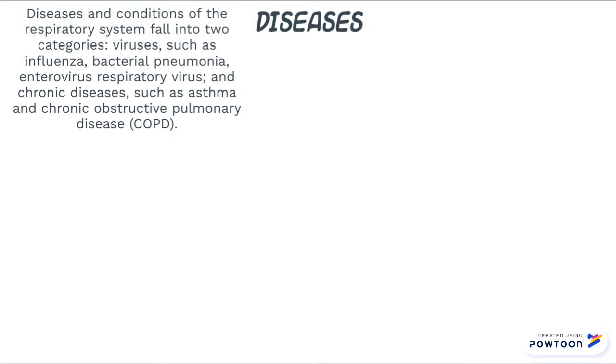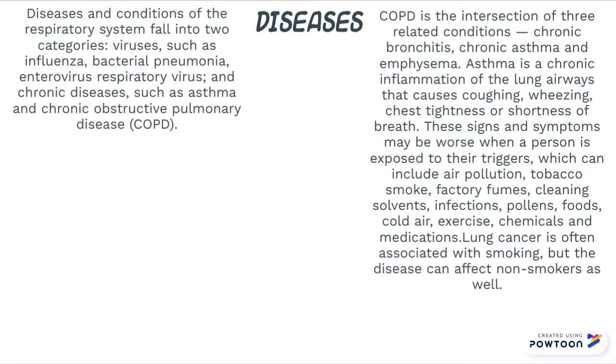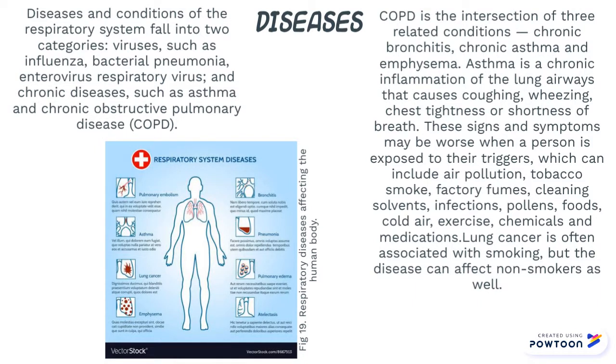Diseases of the respiratory system fall into two categories: viruses and chronic diseases. COPD is the intersection of chronic bronchitis, chronic asthma, and emphysema. Asthma is a chronic inflammation of the lung airways that causes coughing, wheezing, chest tightness, or shortness of breath. These signs and symptoms may be worse when a person is exposed to their triggers.